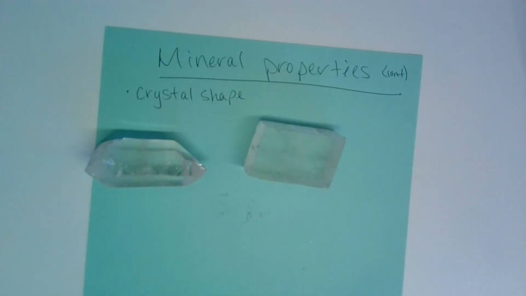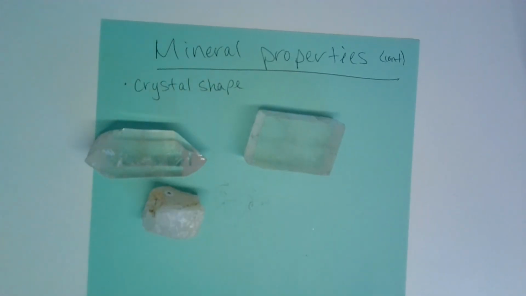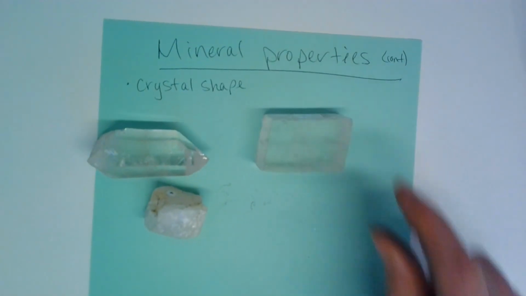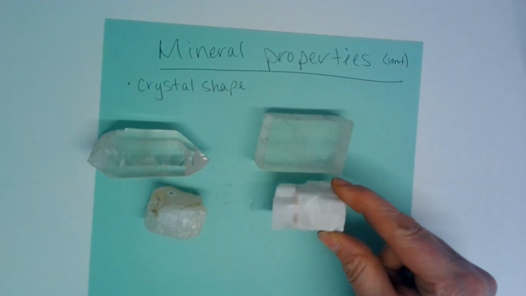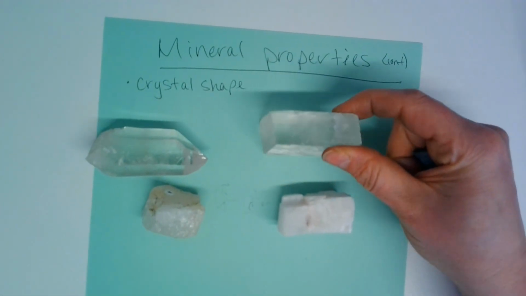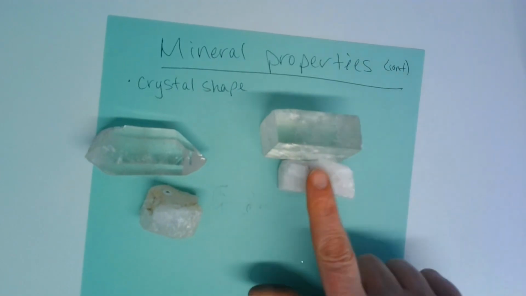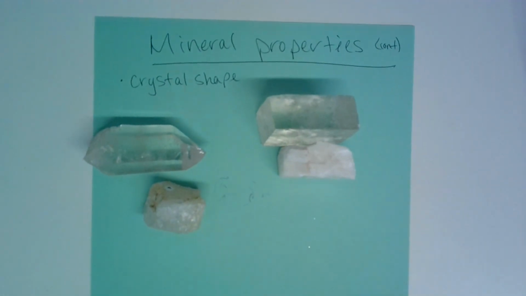This is one sample of quartz. This is another sample of quartz. This is not as easy to see the crystal shape. One sample of calcite, another sample of calcite. Calcite is very distinguishable. It is one of the few minerals that you can look at and tell right away that it's calcite.